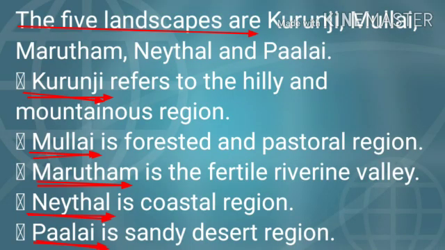Students, next we will discuss the five landscapes, that means Aivagai Nilangal. What are they? Kurunji, Mullai, Marudam, Neidal and Palai. Kurunji refers to hilly and mountain regions. Mullai is a forest and pastoral region. Marudam is a fertile river valley. Neidal is a coastal region. Palai is a sandy and desert region.